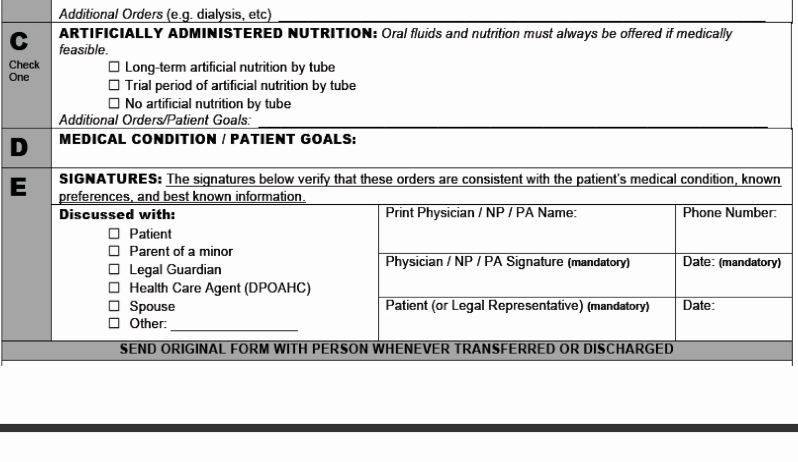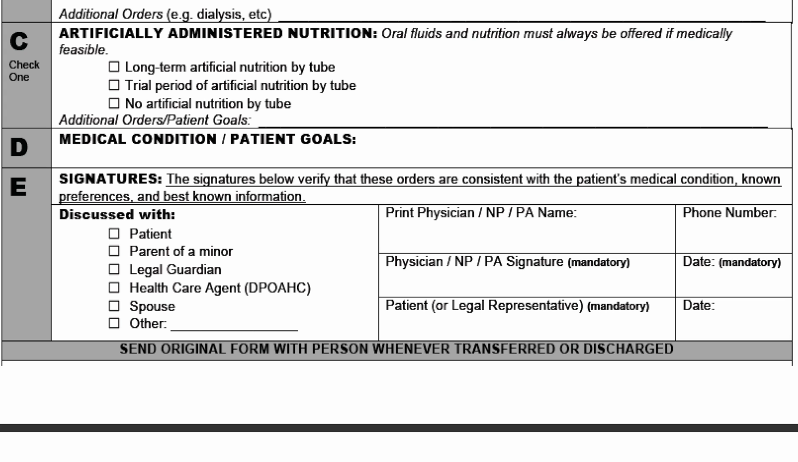Box D is an open box that we've titled Medical Conditions and Patient Goals, and that's a place there where the patient can say in their language, here's what I want. And that may be some place where they address dialysis. If it's a patient who is on dialysis or has end-stage renal disease, they can make their wishes known of what they want to do with their dialysis.